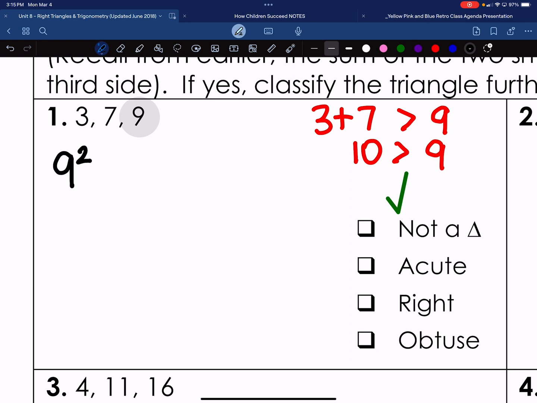So there's 9 squared, and I'm going to draw a little box where I'm going to fill in whether it's less than, greater than, or equal to later on. So 9 squared, and then on the other side, we're going to do 3 squared plus 7 squared. You can use your calculator to help you. You're going to do 9 squared, press enter, see what you get. 3 squared plus 7 squared, press enter, see what you get.